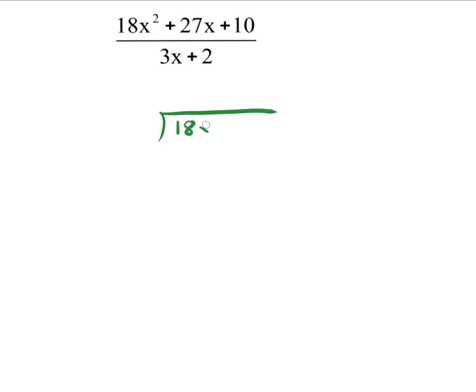It's going to become my dividend. Okay, 18x squared plus 27x, right? Plus 10. And you'll notice that I did line them up in order. In other words, I lined them up in order by degree of the x term. The degree of the x term is basically just talking about the exponent right here. See, this is my biggest exponent, is second degree exponent.